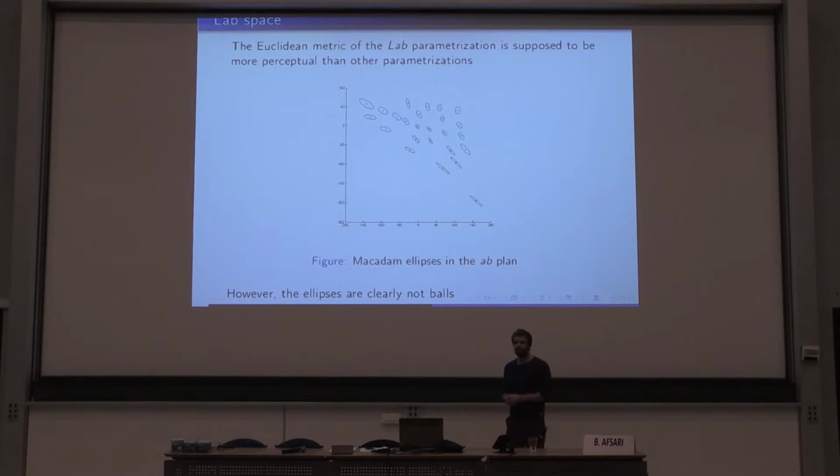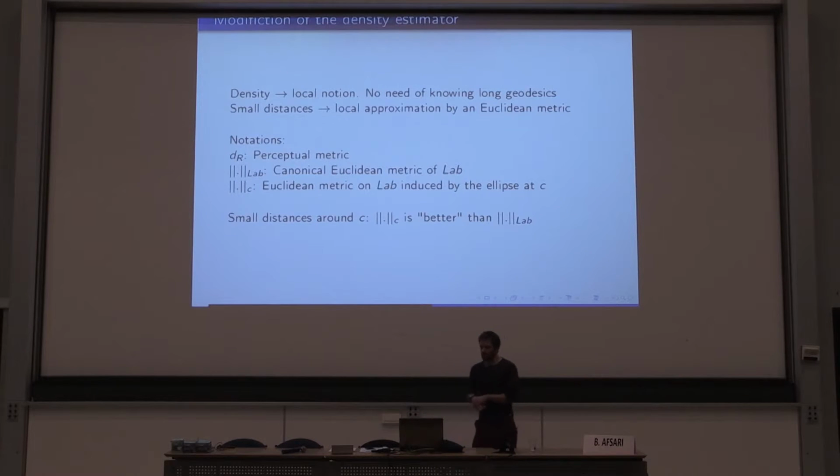So there are various perceptual spaces. The most famous is the LAB space. And in this space, the Euclidean distances and parameters are supposed to match the perceptual distances. But when we transport the MacAdam ellipses in the LAB parameters, we can see that these ellipses are far from being balls. So the Euclidean distance on the LAB space is far from perfect.